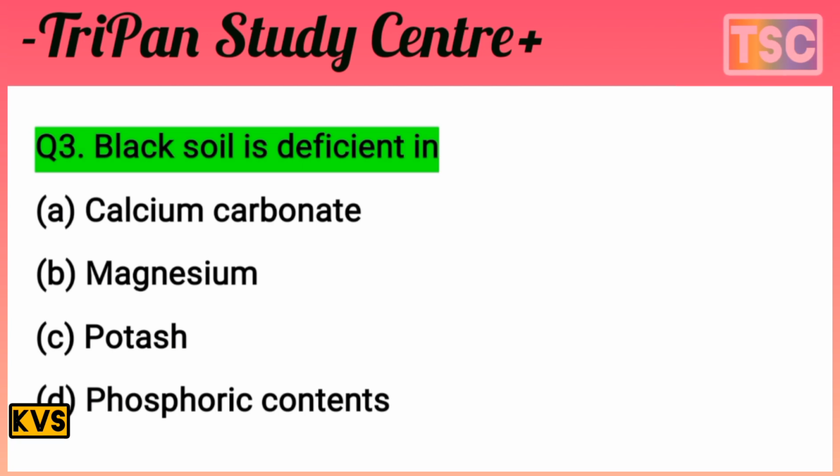Let's see what our answer is. The question is most interesting: black soil is deficient in. Calcium carbonate is not it. Magnesium is not applicable here, and potash is also not applicable. The answer is phosphoric content. The black soil is deficient in phosphoric content. That's the important answer. Let's see the next question.